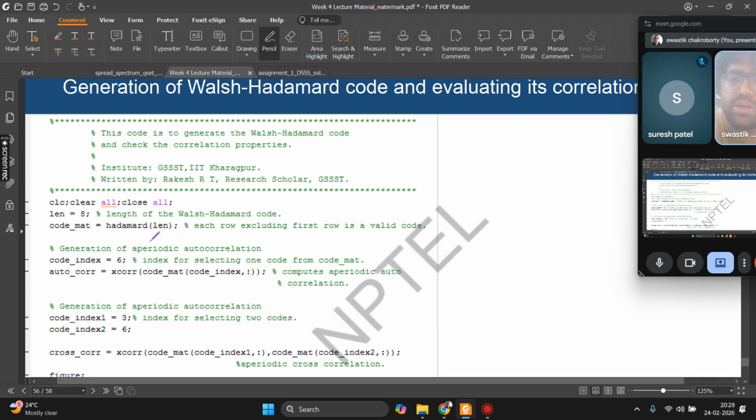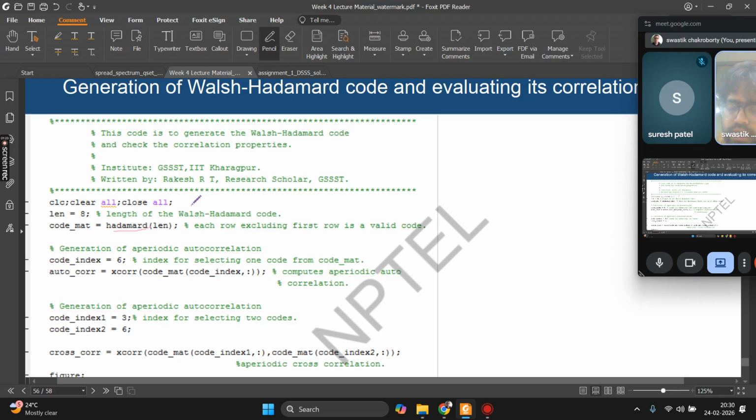The Walsh-Hadamard code, as you can see, is directly generated using Hadamard. So you just tell it the size. N cross n, you tell that n. So 4 by 4, 5 by 5, 6 by 6, you tell that to MATLAB, and it will generate the Hadamard code of that size.